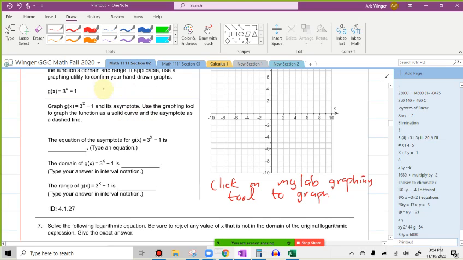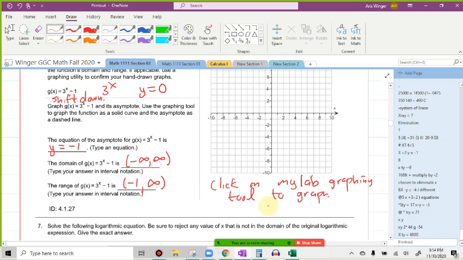The current asymptote of 3 to the x is y equals 0, and this is a shift down by 1. So if I'm shifting everything down by 1, the equation for the asymptote shifts down to y equals negative 1. It shifts everything down 1 unit. The domain remains minus infinity to infinity. The range is going to be negative 1 to infinity.